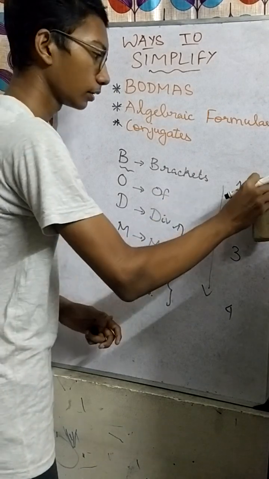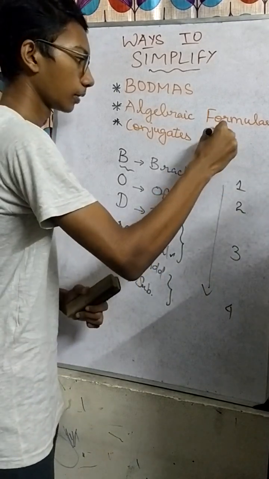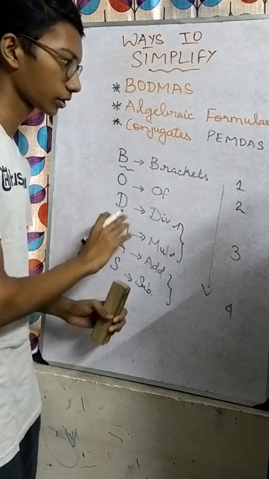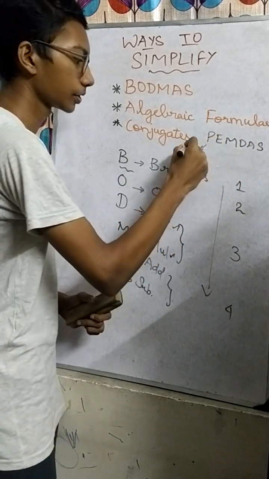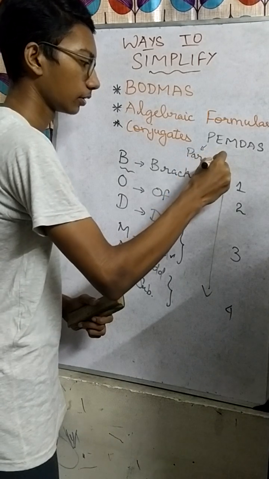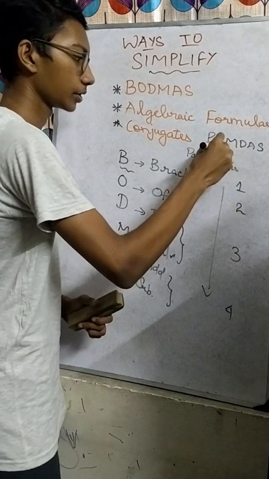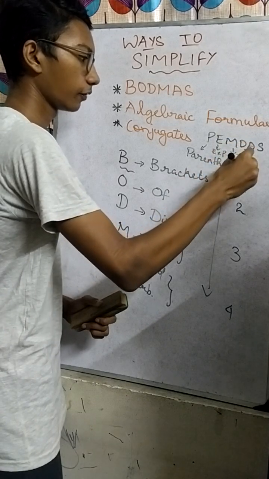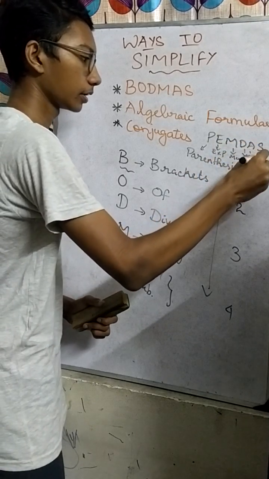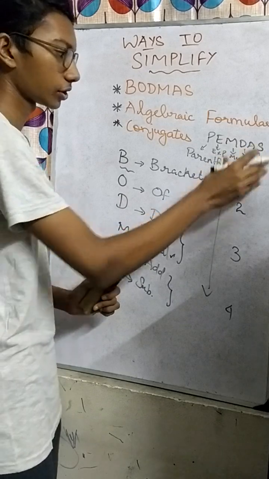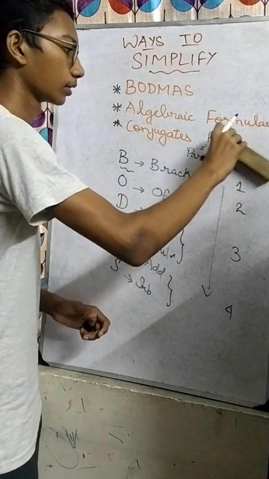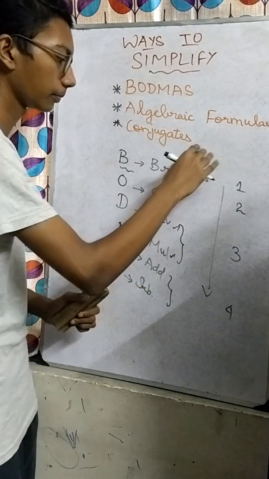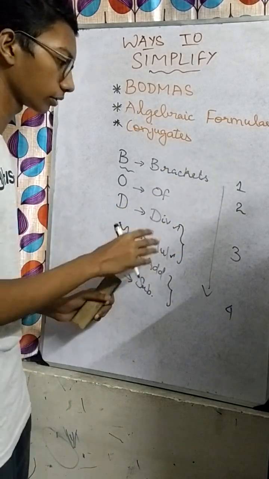In Western countries, they use PEMDAS. This is another version of BODMAS. It is similar, but P stands for parenthesis, which is just brackets. E stands for exponents, M for multiplication, D for division, A for addition, S for subtraction. So it is just the same order. You can use either BODMAS or PEMDAS, they are both the same. So this is the thing with BODMAS.